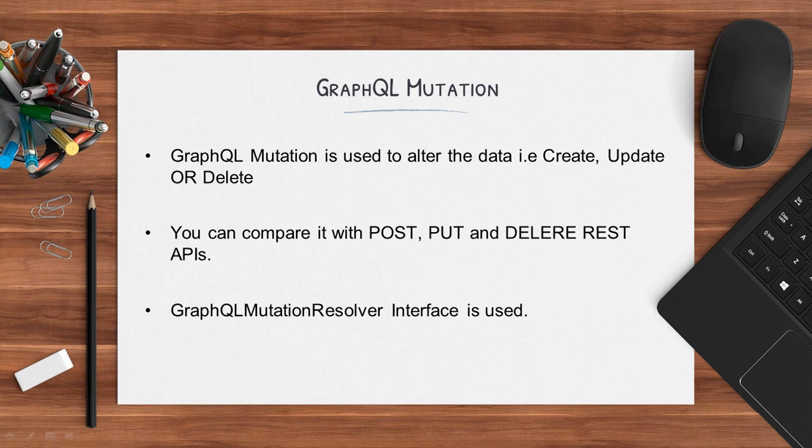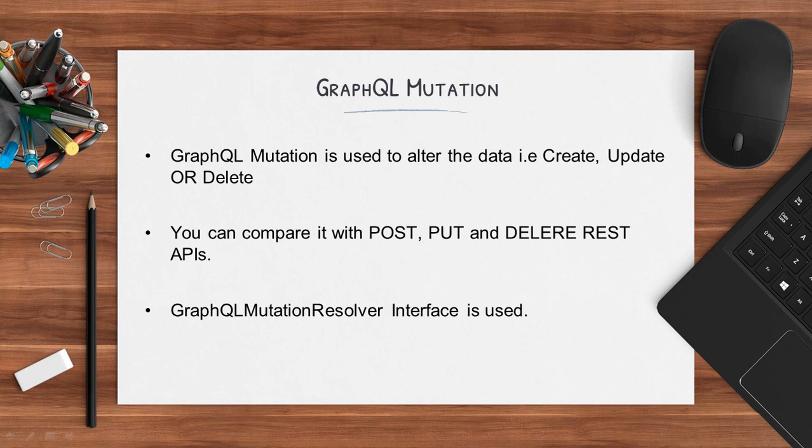Now, while working with Java, GraphQL provides the GraphQL Mutation Resolver interface, and that's what we are going to use in our Spring Boot application to create the mutation. Now, you may be thinking how to use this interface and how to create our very first mutation in a Spring Boot application. That we will see in the upcoming lectures. As we proceed in the course, you will learn how to create your very first GraphQL query in the Spring Boot application, and you will also learn how to create your very first mutation.